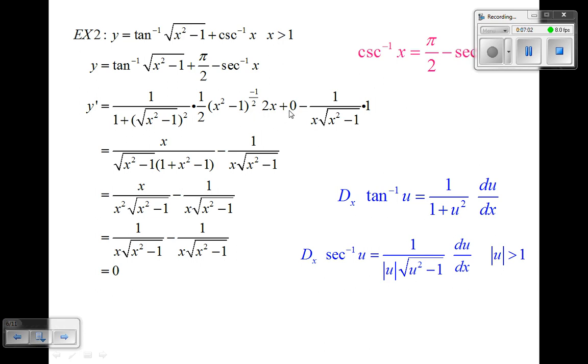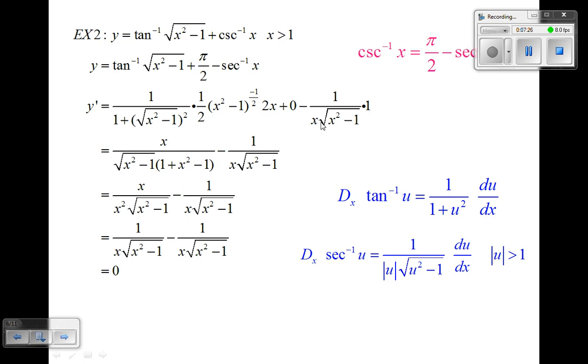Okay, so plus, and then I take the derivative of the next term. The derivative of pi over 2 is just 0. And then the last term, I take the derivative of negative secant inverse. And again, I put the formula down here for the derivative of secant inverse. So notice the minus sign I carry down. It's minus because it's secant, not cosecant. Or it was cosecant, not secant, however you want to look at that.